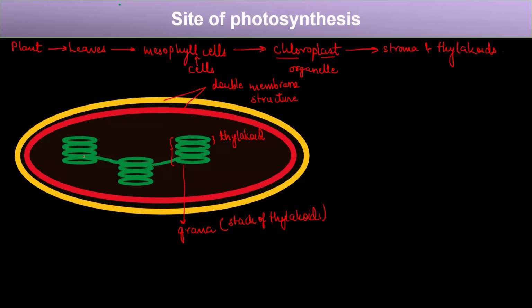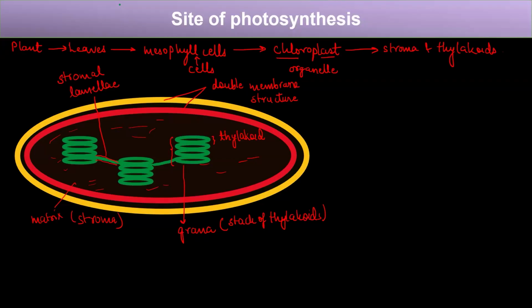Okay. Then these thylakoids are connected by another membranous structure, and this structure is known as stromal lamellae. Apart from this is the matrix. This is the matrix, or you can say the stroma. Okay, so this is the structure of the chloroplast.